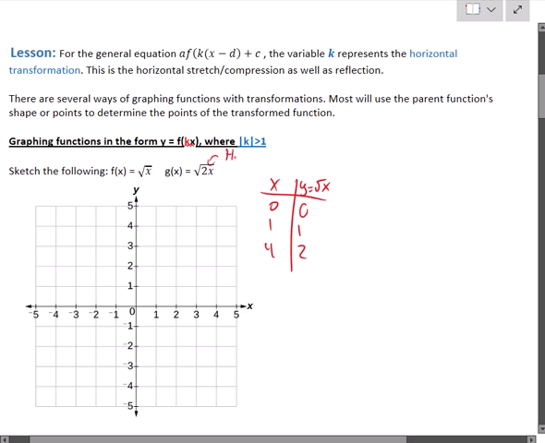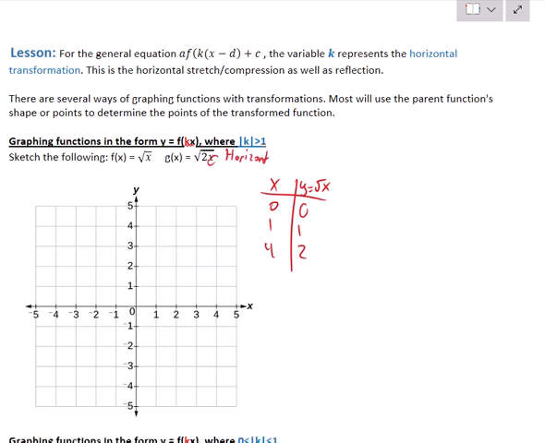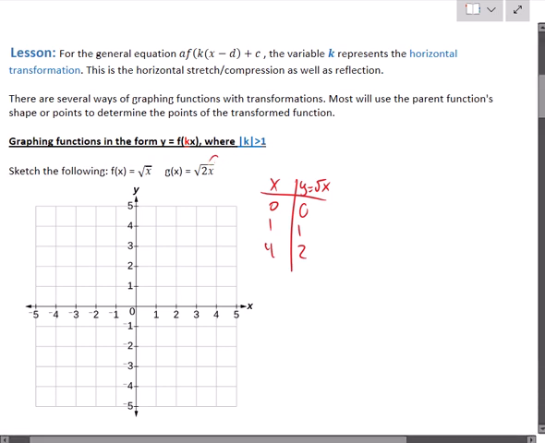So this 2 right here is a horizontal compression. You might say, wait a minute, that value is multiplying the x value by 2. But this is how we want to look at it.